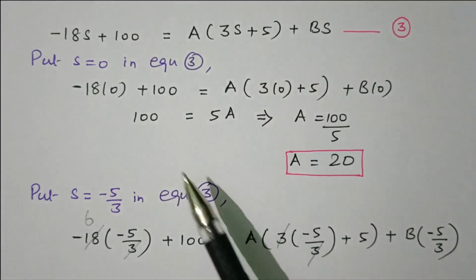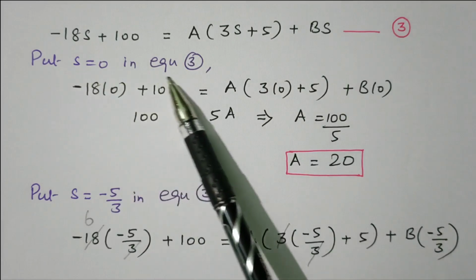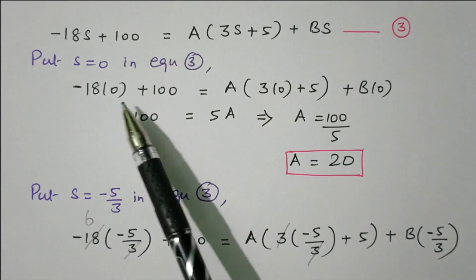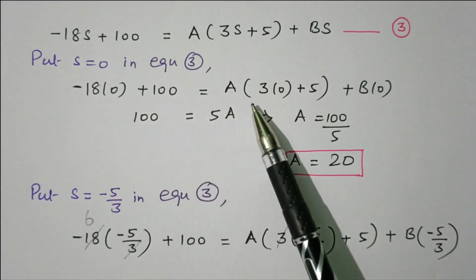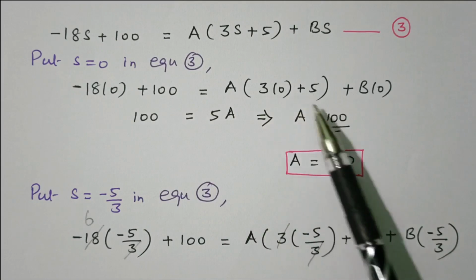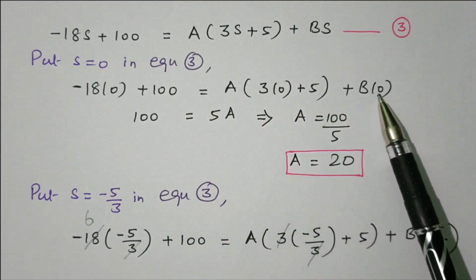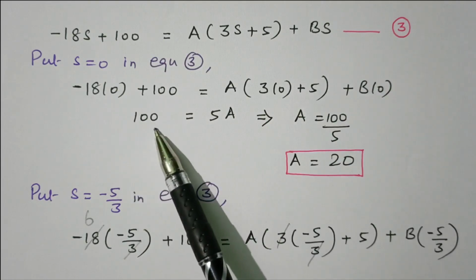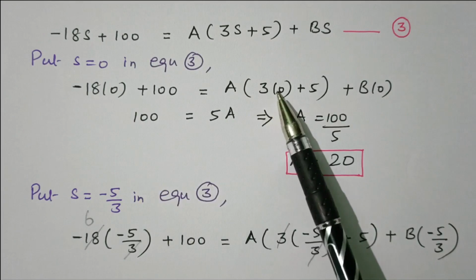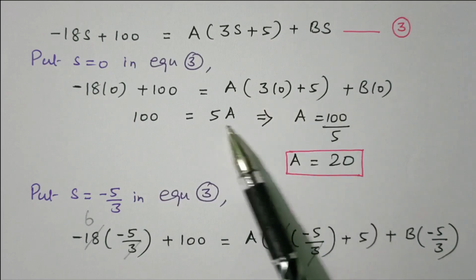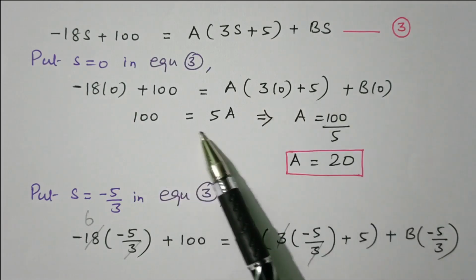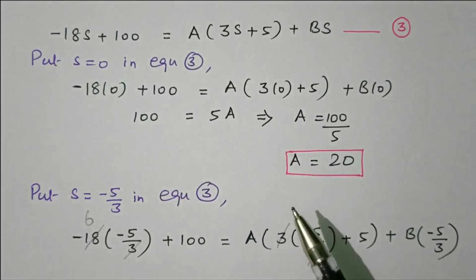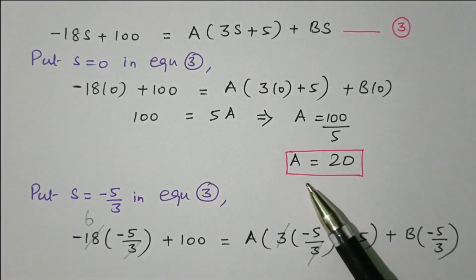We can find B. So first put s equal to 0 in equation number 3. Minus 18 into s, s is 0, plus 100 equal to A of 3 into s, s is 0, plus 5, plus B s, s is 0. Right? This s is replaced by 0. So this term is 0, only 100 equal to 5A. This term also 0. So 100 equal to 5A. So that A equal to 100 by 5, A equal to 20. Now we calculated the value of A as 20.